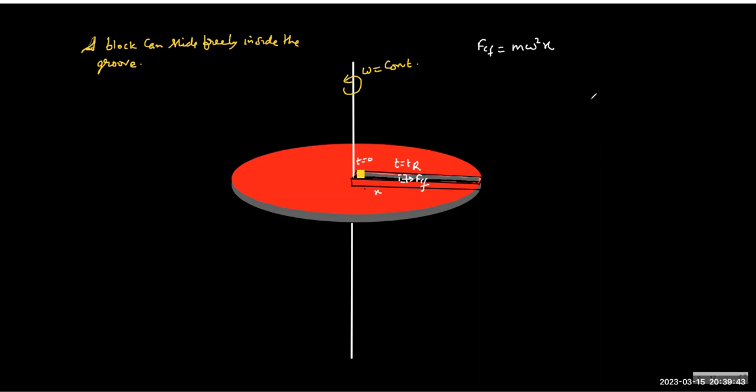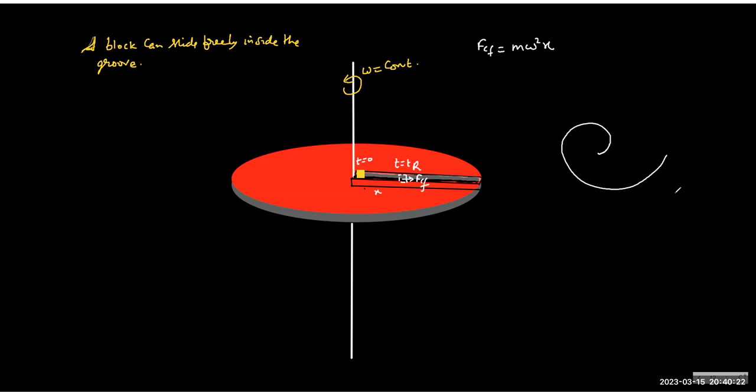All other forces will be either upward or perpendicular, but the motion along the groove is only governed by this force, yes or no? Unless I introduce any friction, which I'm not going to do right now. So this is the force which will give you the acceleration along the groove. And that's why to solve this question, I should solve in the frame of the disc only, because in the disc frame I know it is going this way. In the ground frame, the path of the block is like a spiral, right?